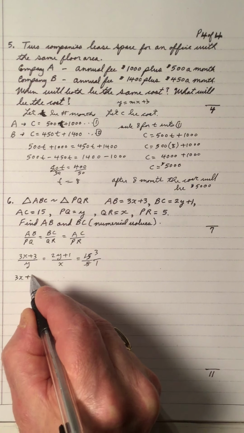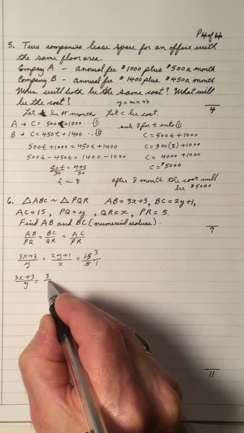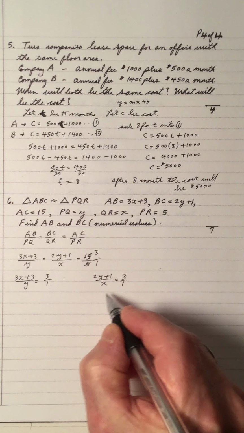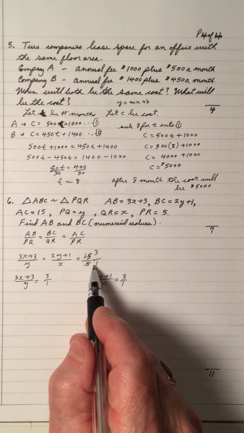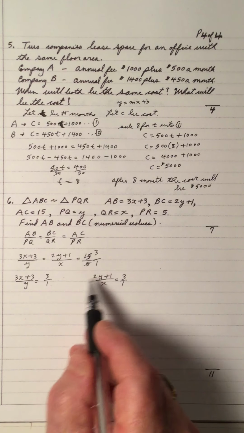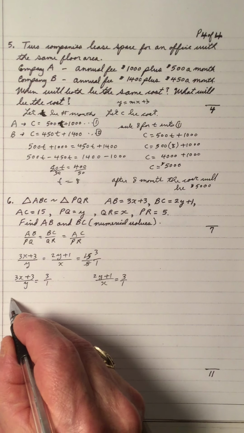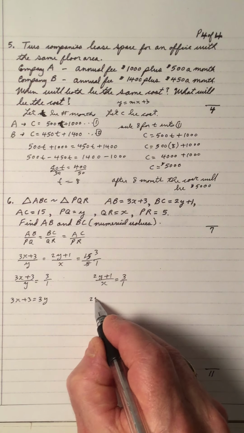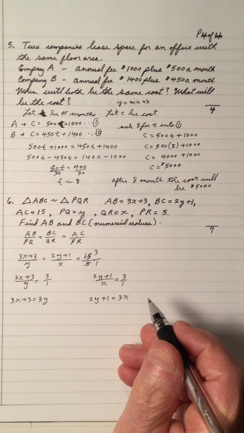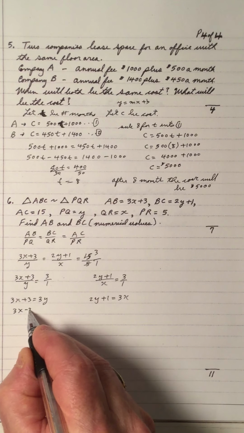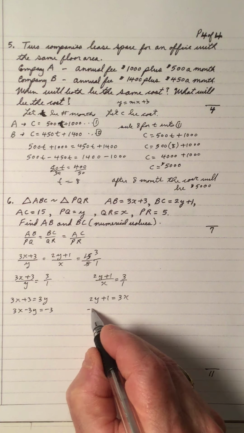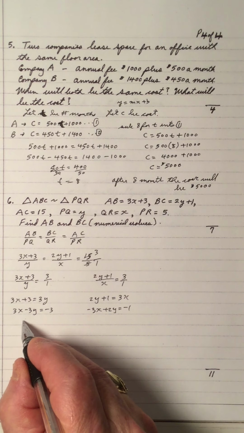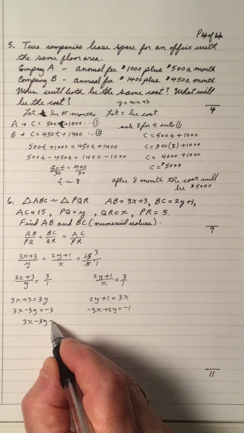So we have 3x plus 3 over y equals 3 over 1. We also have 2y plus 1 over x equals 3 over 1. So notice if I let this fraction equal 3 over 1 and let this fraction equal 3 over 1, I have two equations with x and y. Cross multiply, 3x plus 3 equals 3y. And cross multiply here, 2y plus 1 equals 3x. So if I line the equations up, 3x minus 3y equals negative 3, and negative 3x plus 2y equals negative 1. I have the two equations perfect. They're all lined up, so I'm going to do them by elimination.